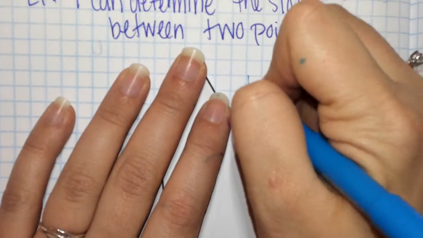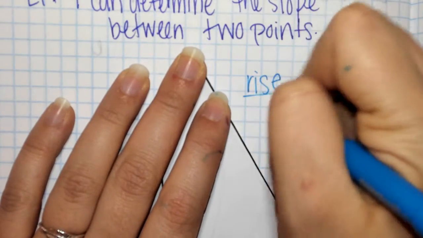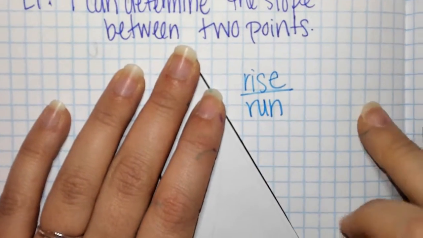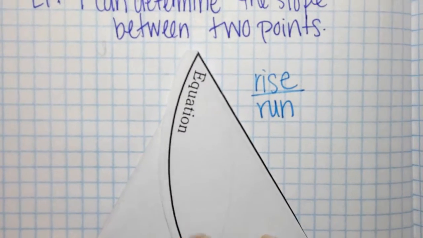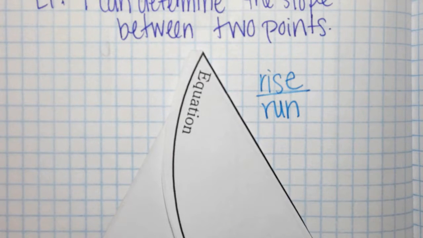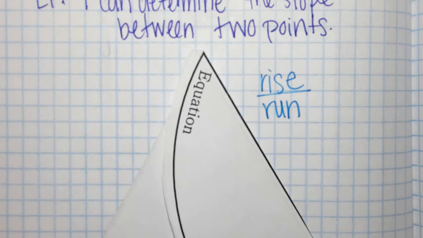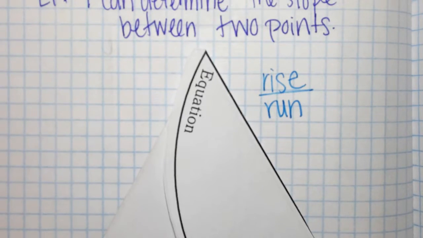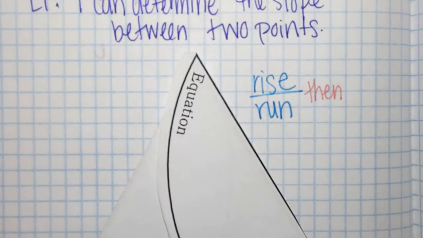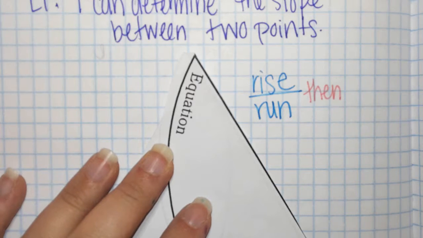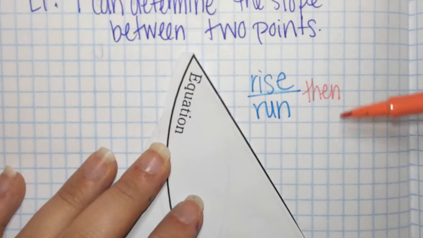I'm going to show you. Rise over run. All right. So remember, we don't say over in here because that doesn't tell us anything. We're not cows jumping over a moon. So the way we say it is rise, then run. That way we know what we do first and what we do second.